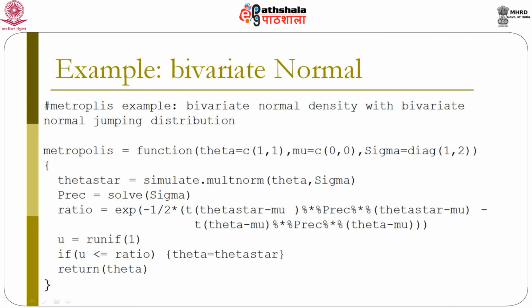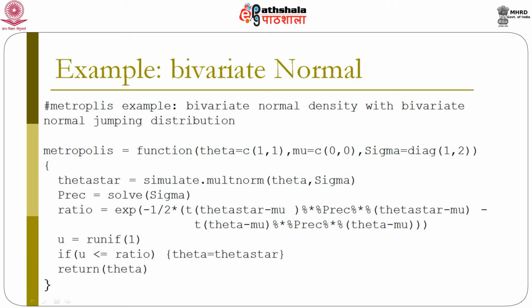There is a code for that. Essentially, this code shows how to generate observations from the bivariate normal. We know that we can always do that by taking help of a package to generate observations from the bivariate normal. But here, using the Metropolis algorithm, how do you generate the observations from the bivariate normal distribution?